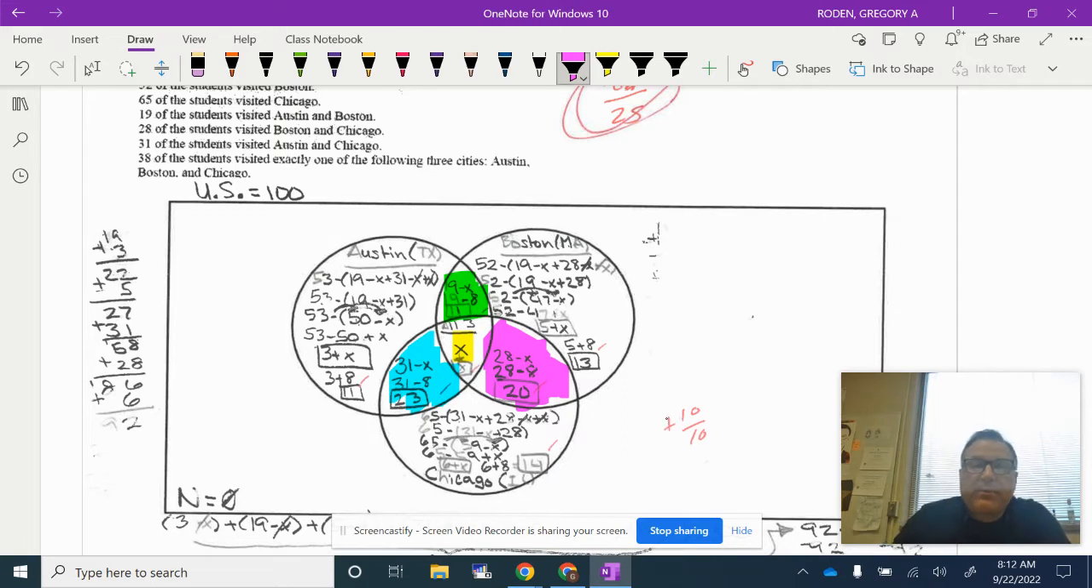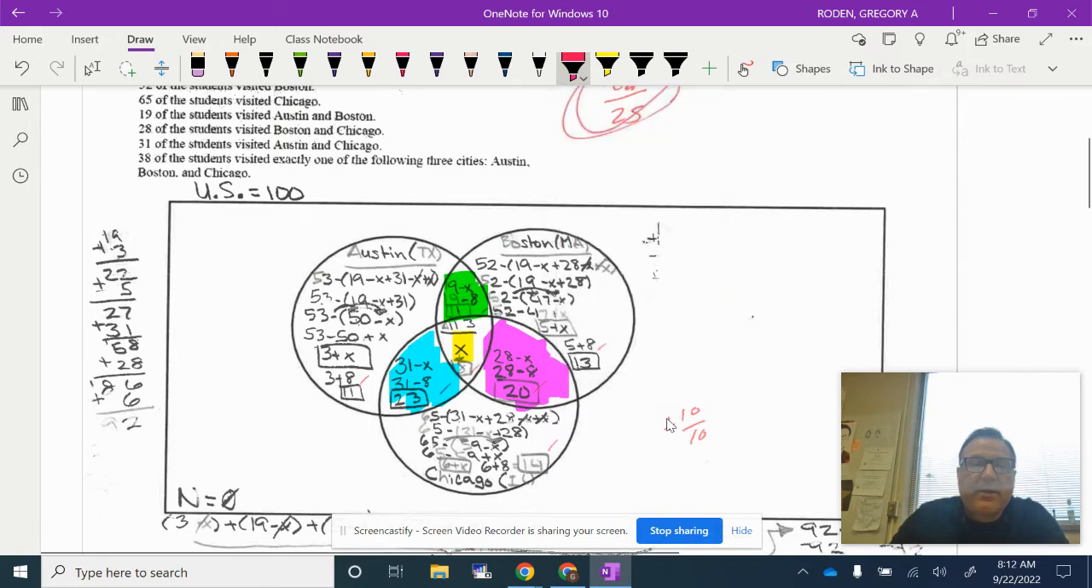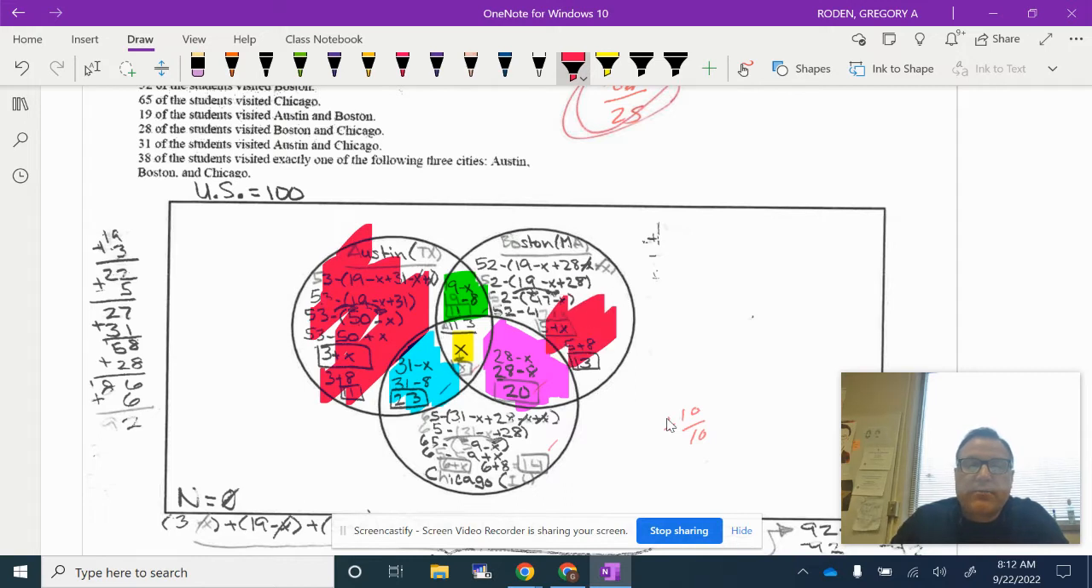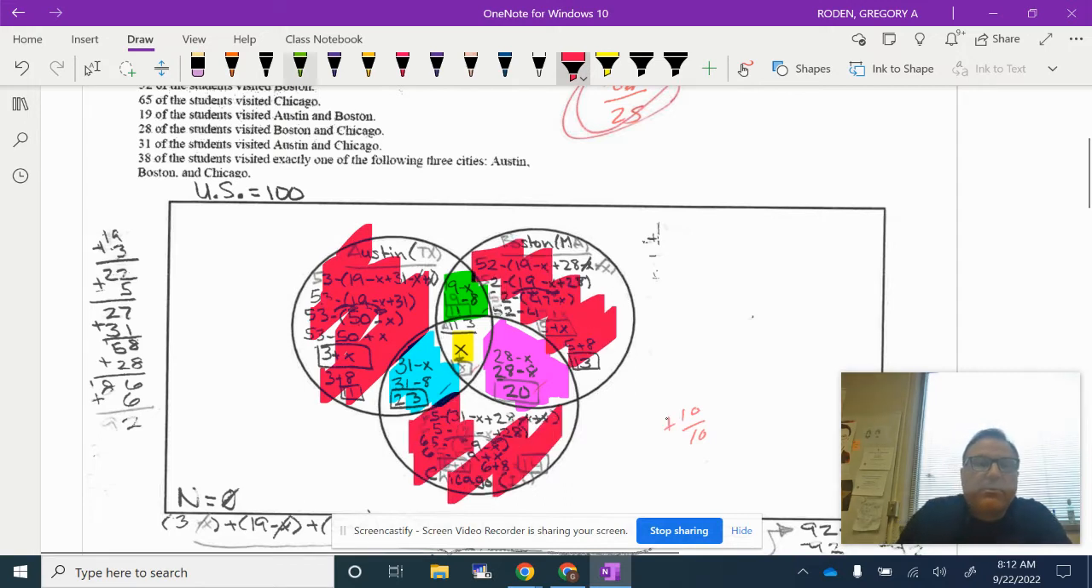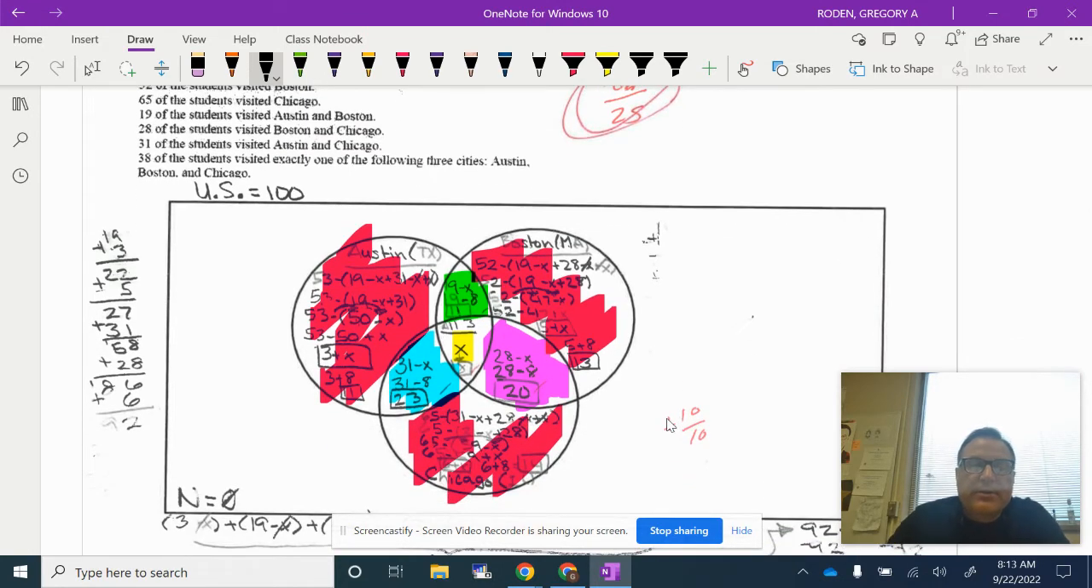Now, the next thing we want to do after we find the middle sections is find the outside sections, these sections out here. I'll just put all these sections in red. Okay, we want to find these red sections here. Now, how do we do that? Well, we take 53, because we know a total of 53 students went to Austin, and then in the Austin case, we subtract off the green, we subtract off the middle center X, and we subtract off the blue.